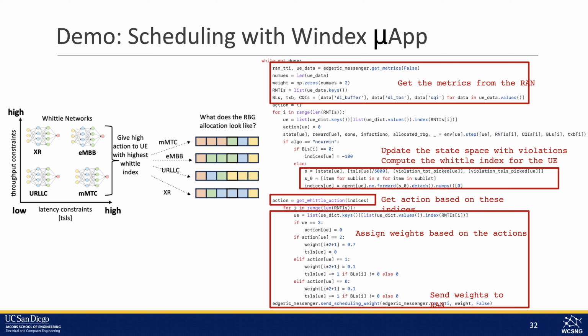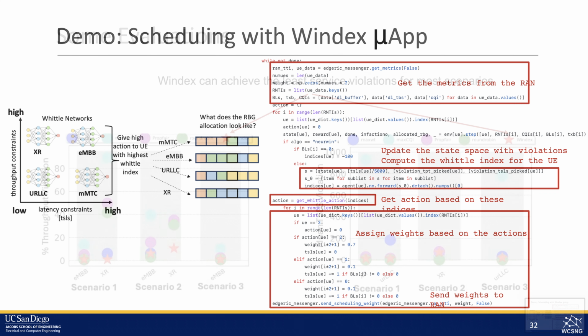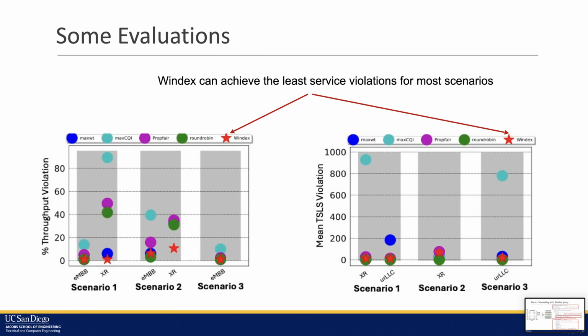So what is this Windex microapp? For each of the 4 service classes that we mentioned, we get Whittle indices corresponding to each of these classes, and for each slot, we compute the index for each UE, and we choose the UE with the highest index, and that's the UE that actually gets scheduled for that particular time slot.